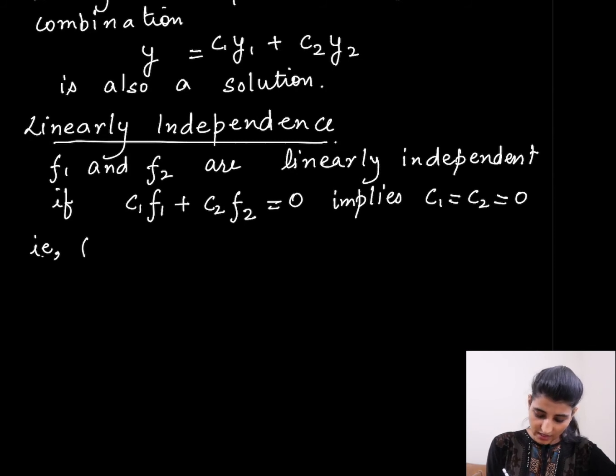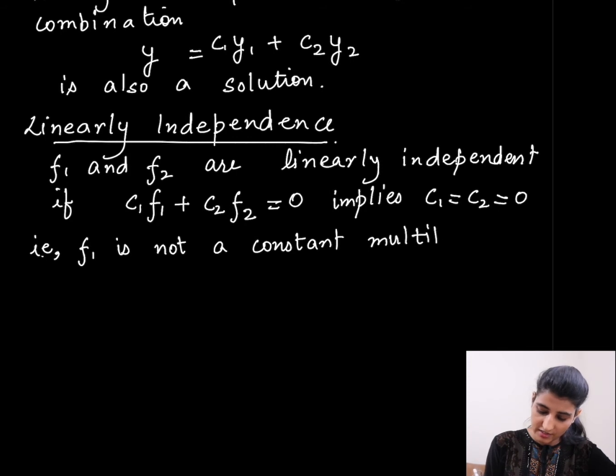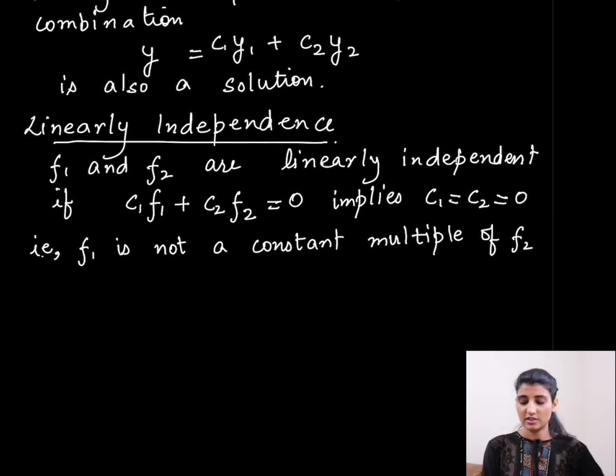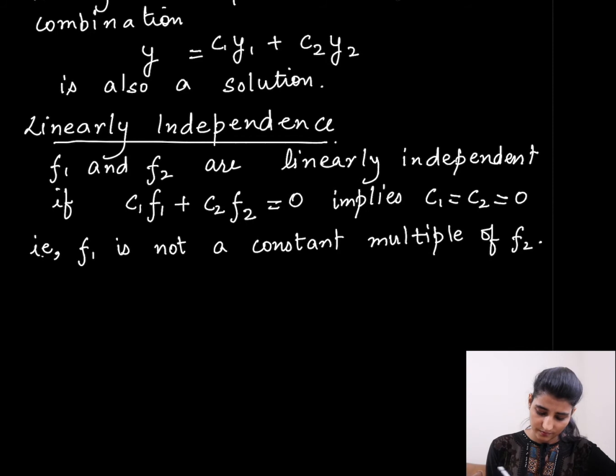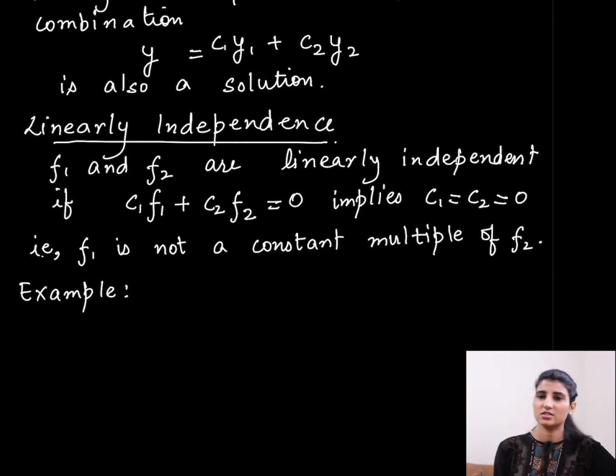Or in simple terms, we can also say that f1 or f2 is not a constant multiple of the other, like f1 is not a constant multiple of f2, or f2 is not a constant multiple of f1. Okay, it's always good to see some examples, right? So let's see some examples.